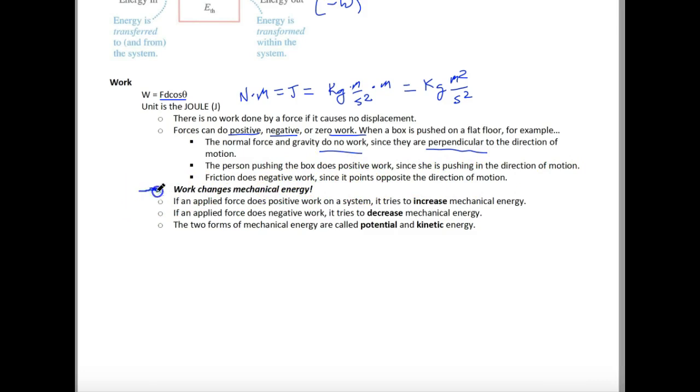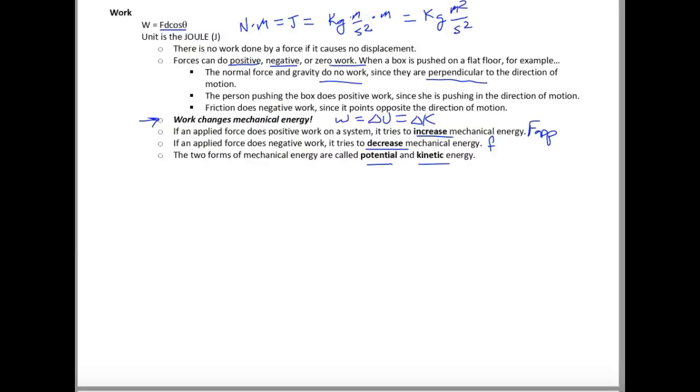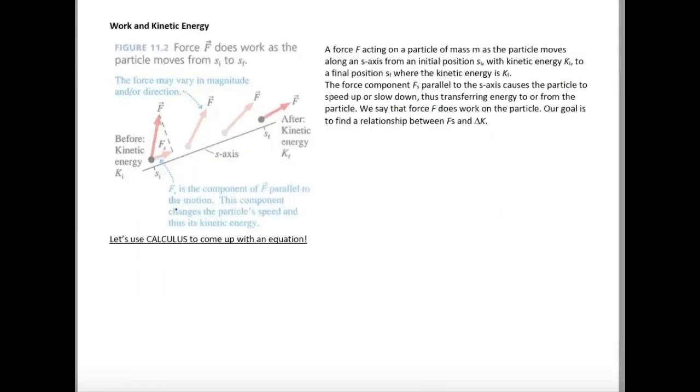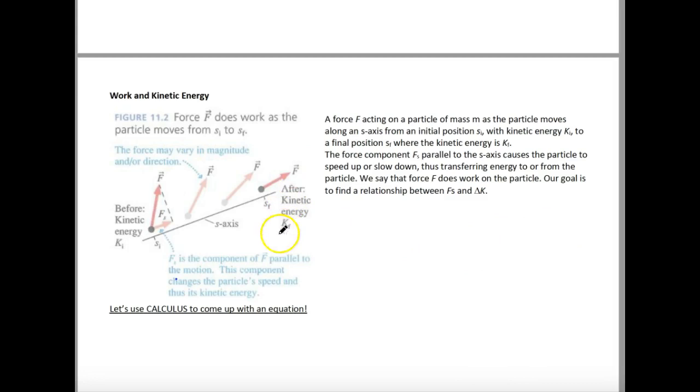Do remember that work does change mechanical energy. So work is sometimes defined as the change of potential energy and sometimes defined as the change in kinetic energy. If you apply a force and it does positive work on the system, it tries to increase mechanical energy. If an applied force does negative work, it decreases. So remember, this would be friction, and this would be some sort of applied force. The two forms of energy are called potential and kinetic, and there are lots of different types of both as you go through. This is where we're going to work on just a little bit of calculus.